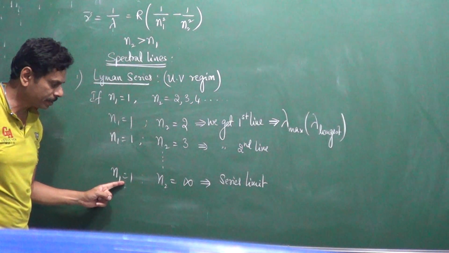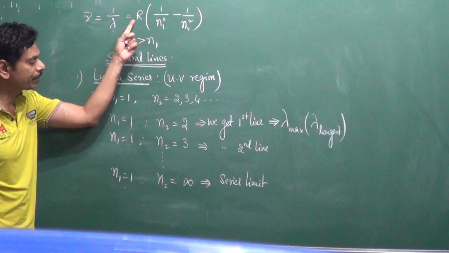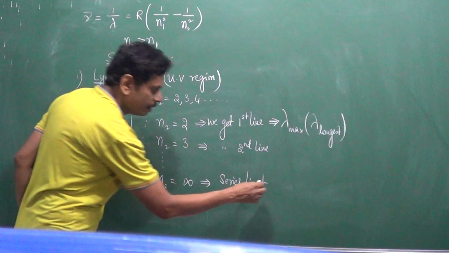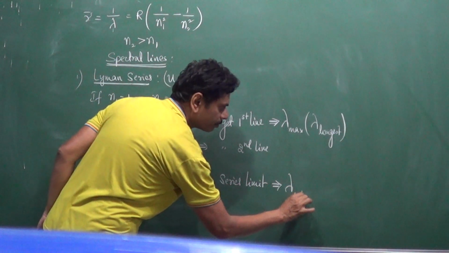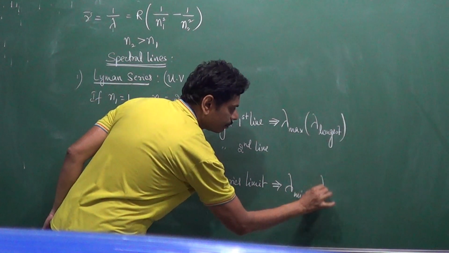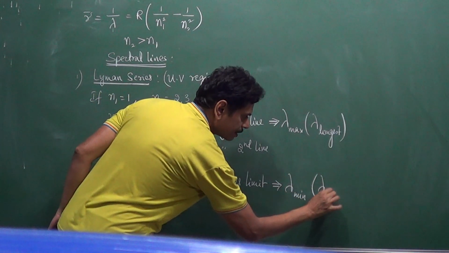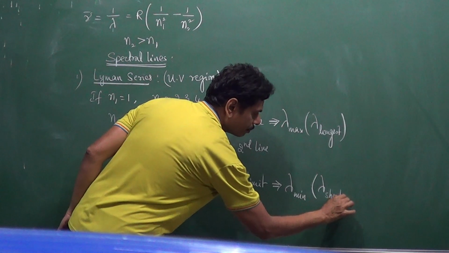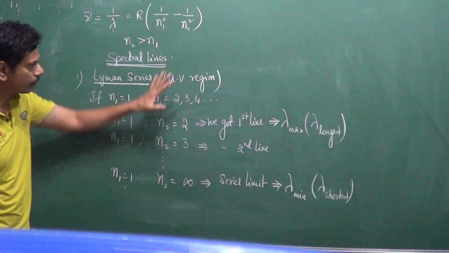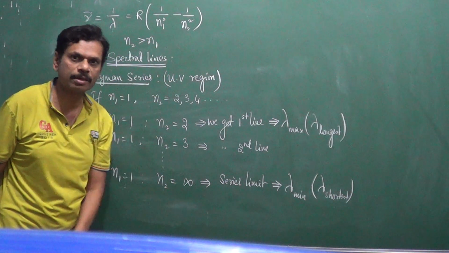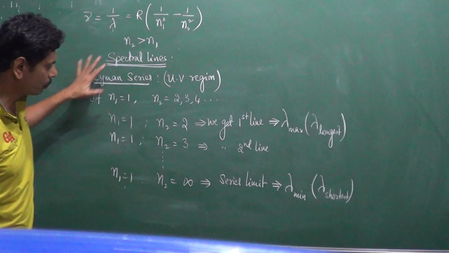So write the Lyman series limit: n1 is equal to 1 and n2 is equal to infinity. In this equation we are going to get the series limit, and in this series limit we get lambda minimum. Lambda is said to be the longest here, and here it is said to be the shortest. We are going to have the shortest wavelength here. This is applicable only for the Lyman series. So this is about the Lyman series.